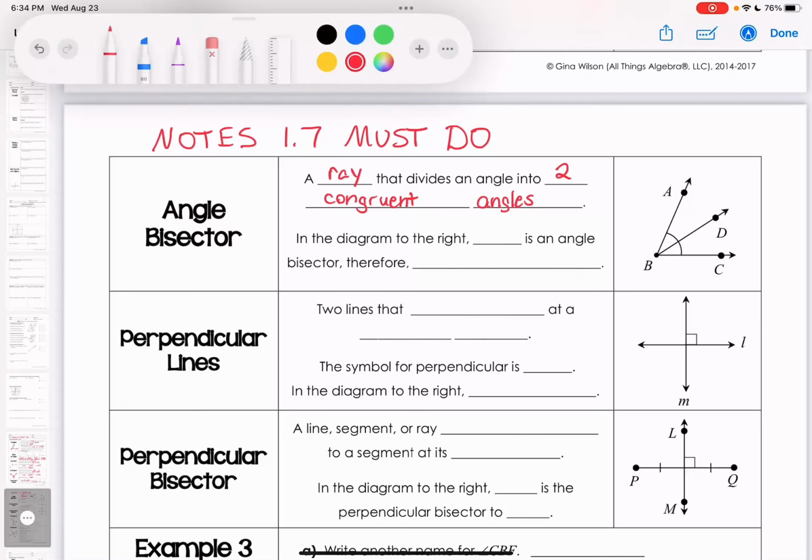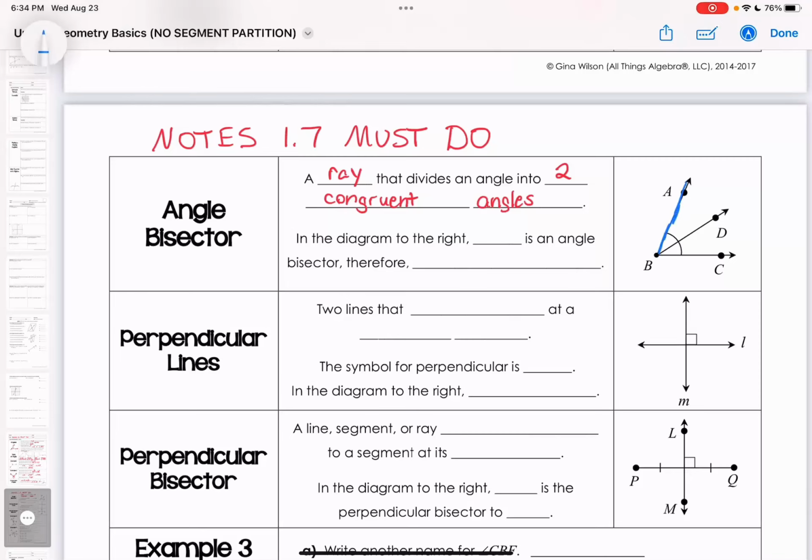So let's go back to blue. You'll see here we have angle ABC. Then this one, well, it's ray BD, splits them in 2. So this angle and this angle are then congruent. So BD is my angle bisector, and ABD is congruent then to, that should be a bigger swirl, DBC.